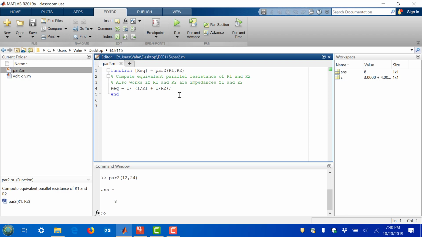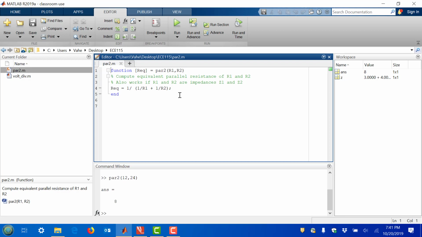Now you can imagine how you can make your own function for other things. Let's say we had 3 resistors in parallel. How would you do that? I'm sure you can imagine how you could do that. Maybe you would have 3 inputs, rename the file as par3, for example, and call the output R equivalent, whatever. You can see how you may modify it. In fact, we're going to ask you to do that.